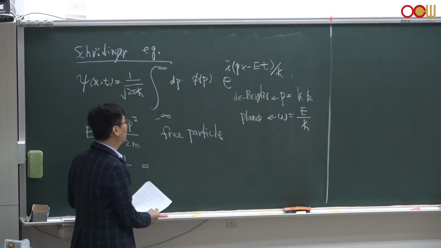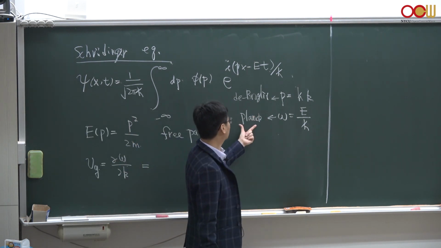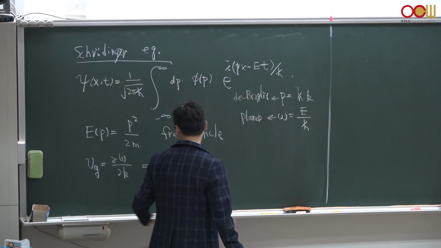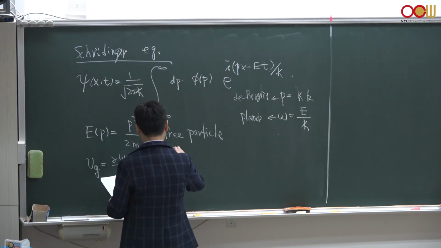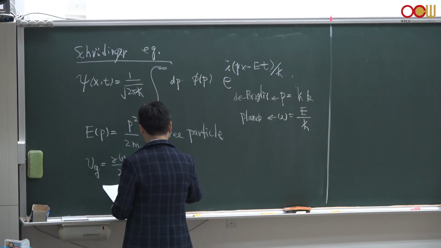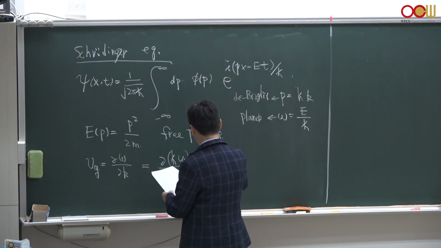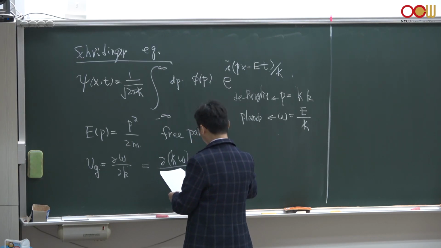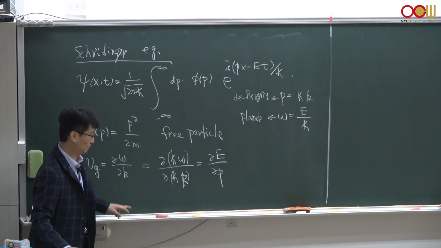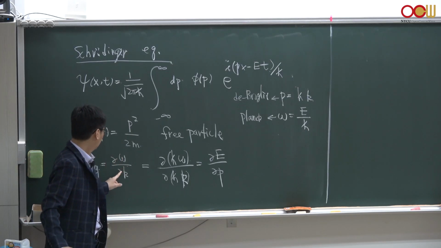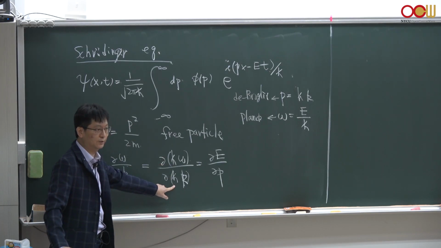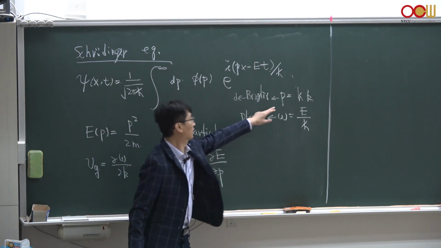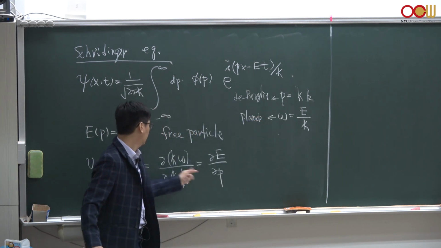And if you plug in this Planck's relation and de Broglie relation, you immediately see the meaning of this velocity. So this is h bar omega over h bar k, which is partial E over partial P, right? I just multiply h bar in the denominator and the numerator at the same time. So the upstairs becomes h bar omega, the downstairs h bar k. So what is h bar k? H bar k is the momentum P. What is h bar omega?